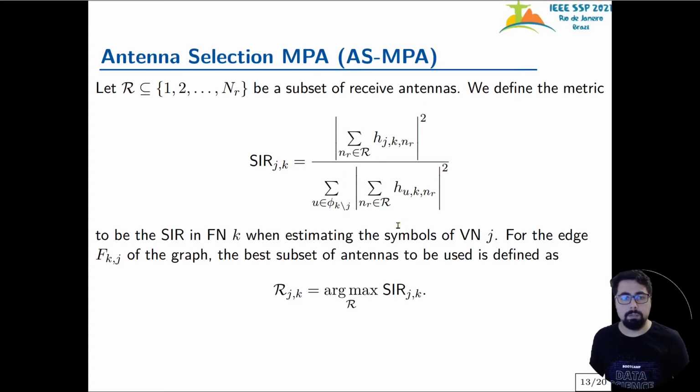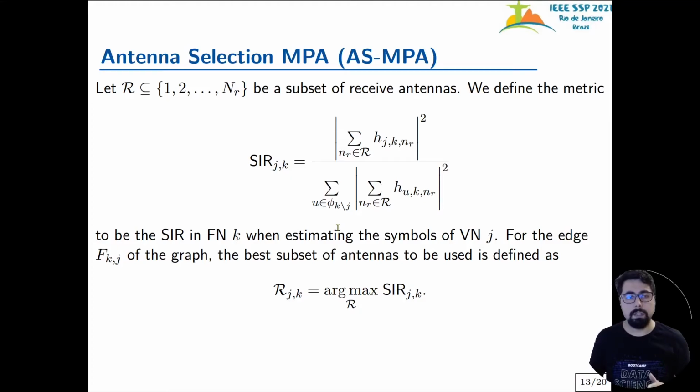In the denominator, we have the sum power of interference from users that collide with J in the same function node, mixing fadings in the same subset of antennas. We defined that the best subset of antennas to be used in the message from K to J is the subset that maximizes this heuristic.